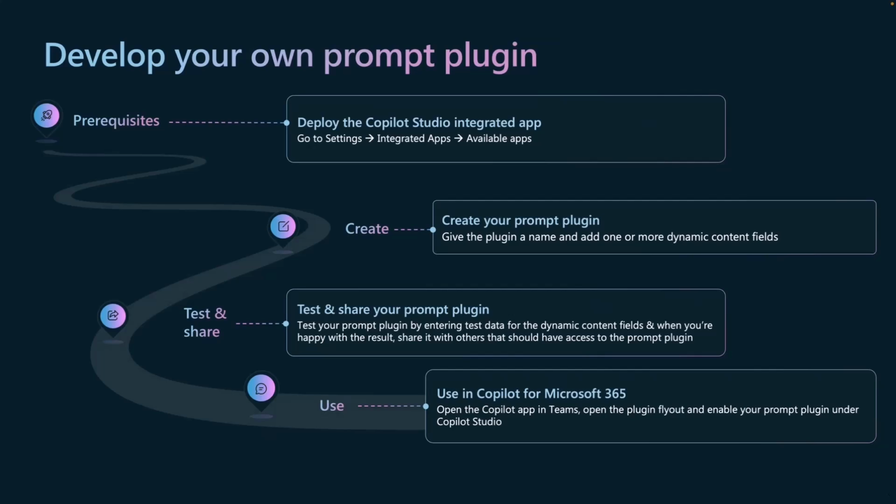And then, when all that is finished, we have to deploy the Copilot Studio integrated app. You need to go to Microsoft Admin Center. You need to go to Settings, Integrated Apps, and Available Apps to search for Copilot Studio. You will see two apps in there. One of them is also for Copilot for Microsoft 365, and the other one is just for Teams. Make sure to enable the one that is for Copilot for Microsoft 365.